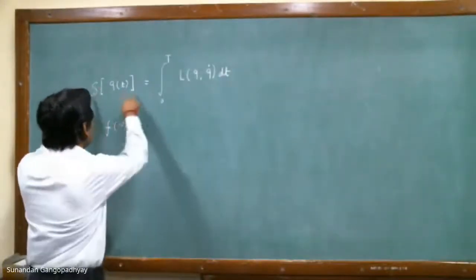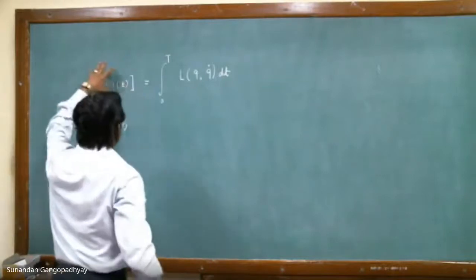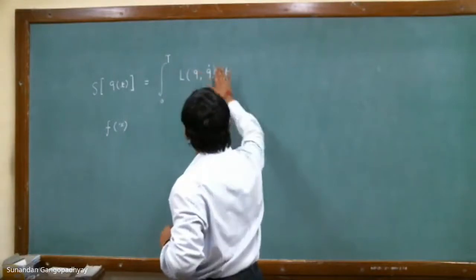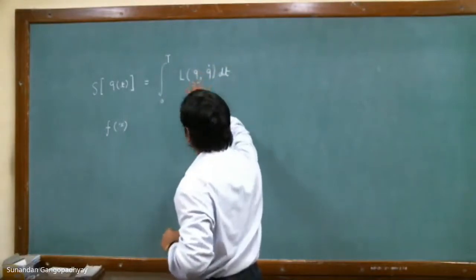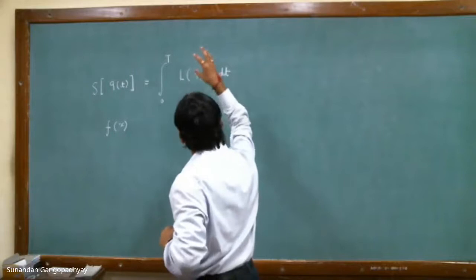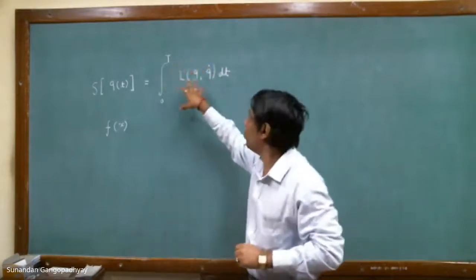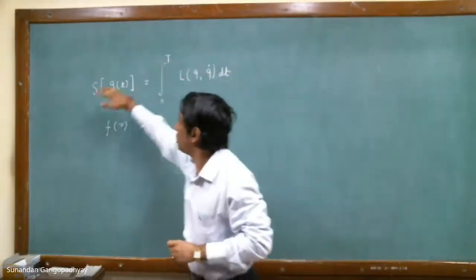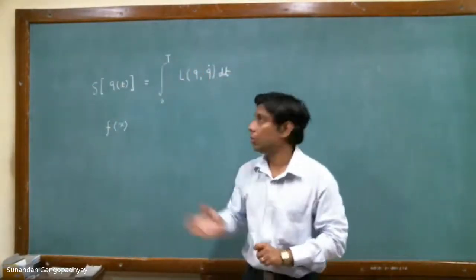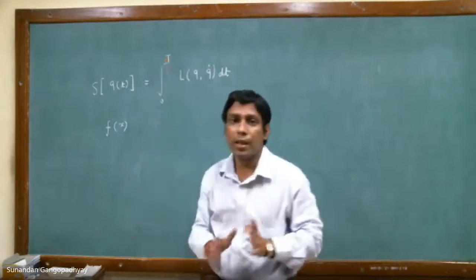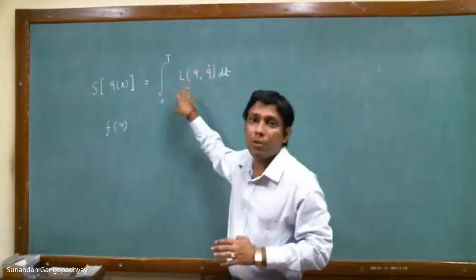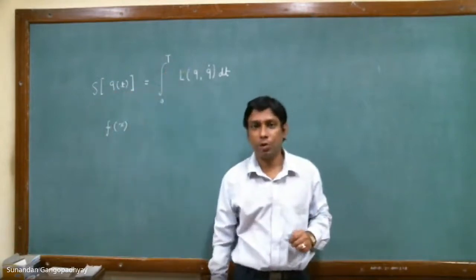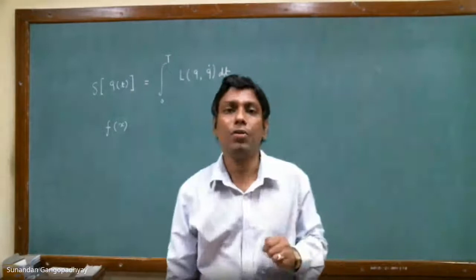Here, the action that we have is a functional of q(t). Why? Because this is the Lagrangian function. So if you put in a form of the function q(t) over here, then after doing this integration, it gives you a number. This integration is like a machine. Put in any form of the function over here, and this machine gives you some number. So that is why it is a functional of q.